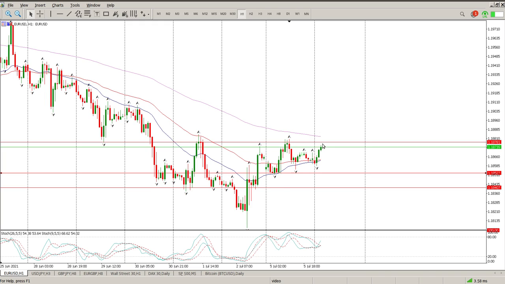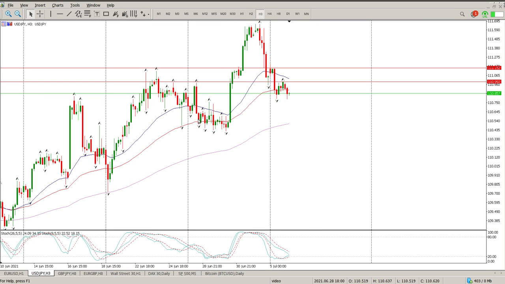We need a break above that. If we do reject off this level of 118,781, then I'd expect us to continue on the higher time frames to the downside. But at the moment we are range bound, so we need to wait for a break, in other words, sit on hands.